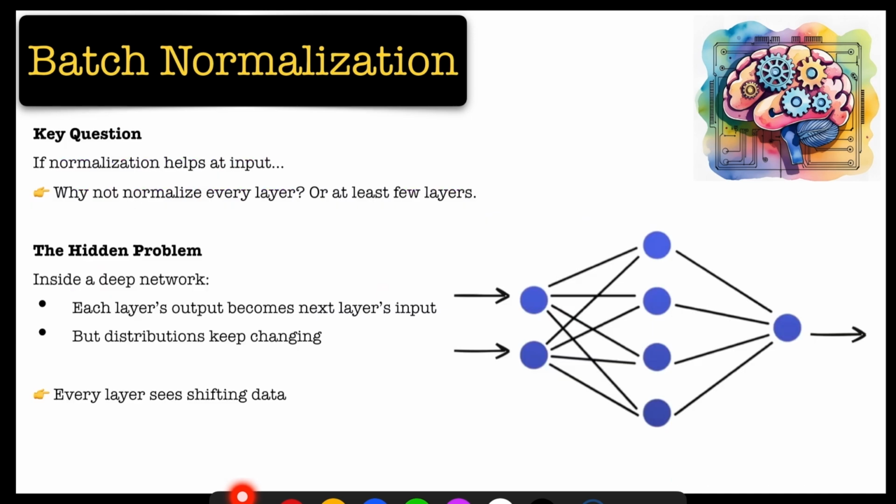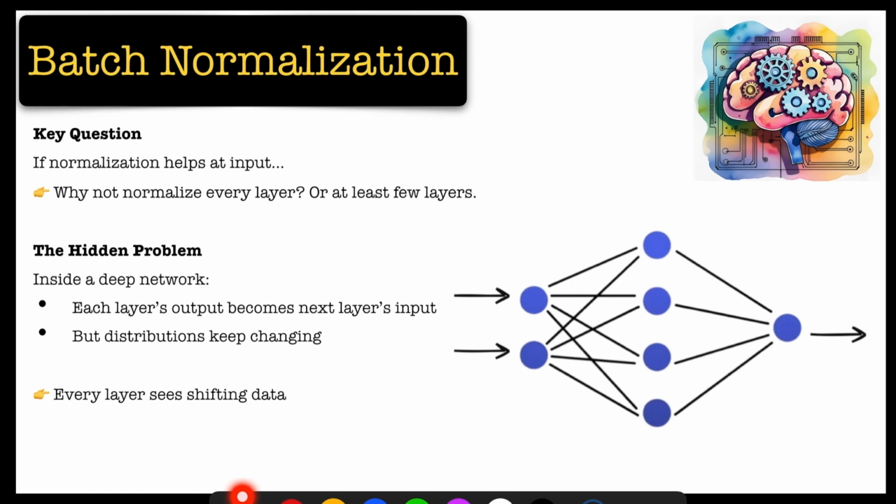Now, the key question we have is, we are already normalizing or standardizing the input, right? But why can't we normalize the hidden layer inputs as well? We can normalize other layers also, or at least a few of the hidden layers. The hidden problem we have is that each layer's output becomes the next layer's input. This layer's output is this layer's input. If we have one more hidden layer, then this layer's output will be that layer's input. But distributions keep changing. This is one main point why we need batch normalization.